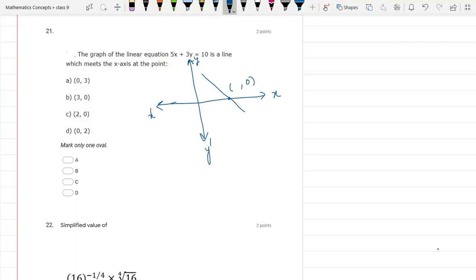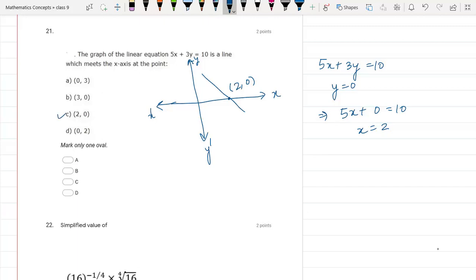Yes. So let's find the point by putting y equal to 0. The equation is 5x plus 3y is equal to 10. If you put y equal to 0, we will get the value of x equal to 2. So the coordinate is (2, 0), which is option number C, correct.